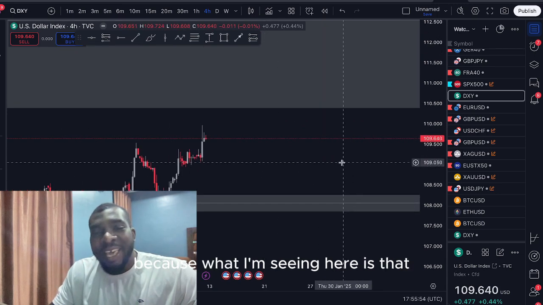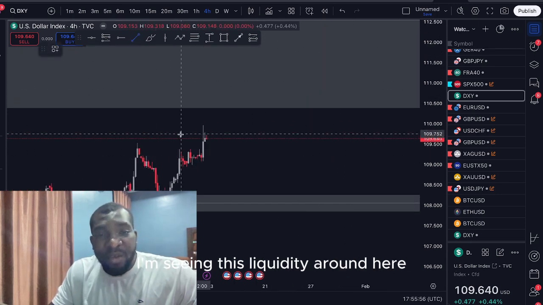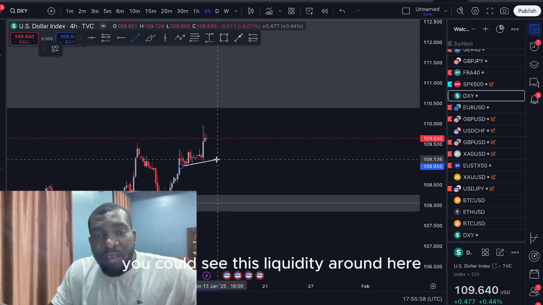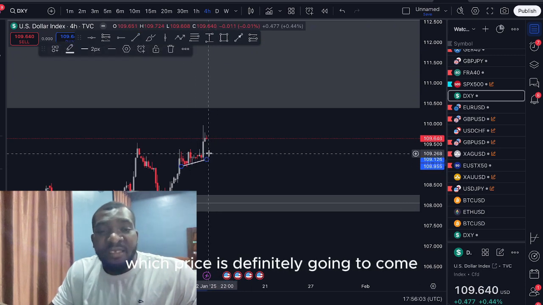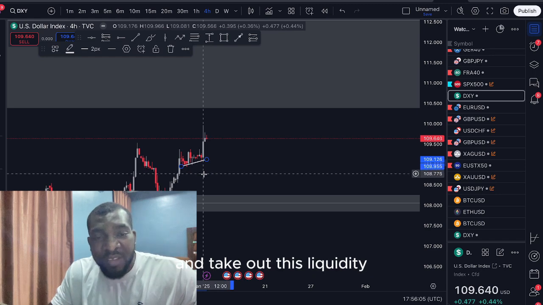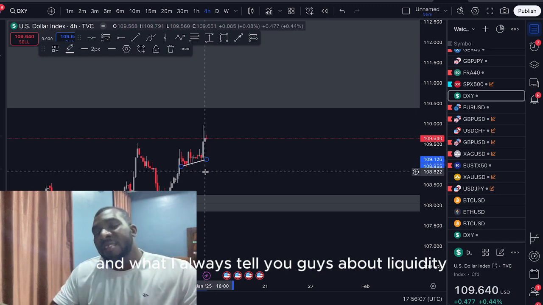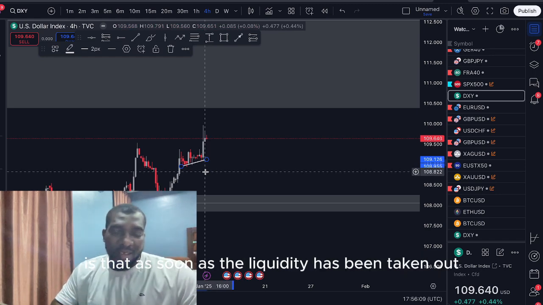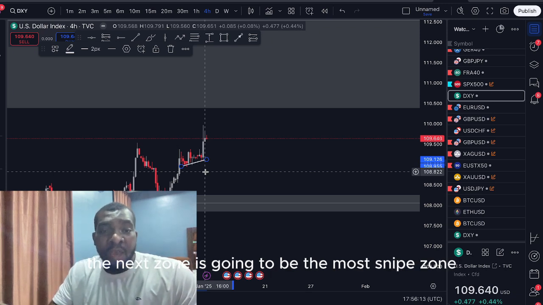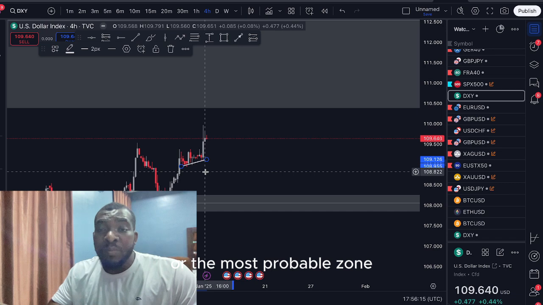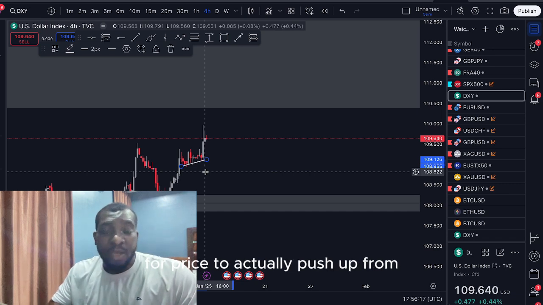Why? Because what I'm seeing here is this liquidity around here. All these places now are liquidity, which price is definitely going to come and take out. And what I always tell you guys about liquidity is that as soon as a liquidity has been taken out, the next zone is going to be the most snipe zone or the most probable zone for price to actually push up from.